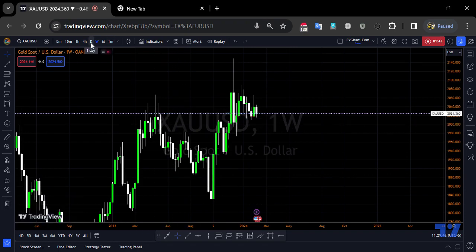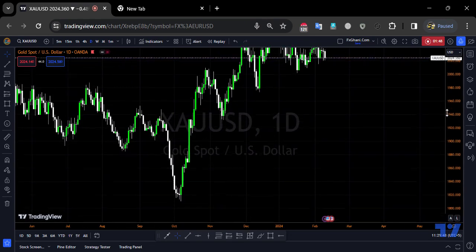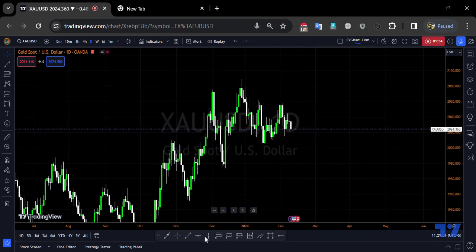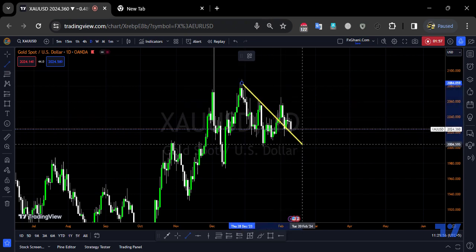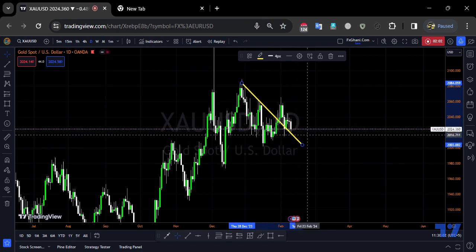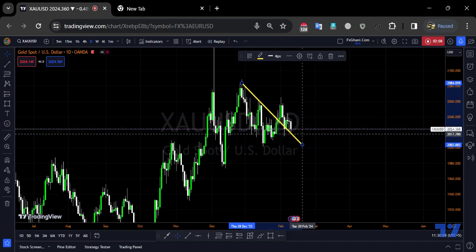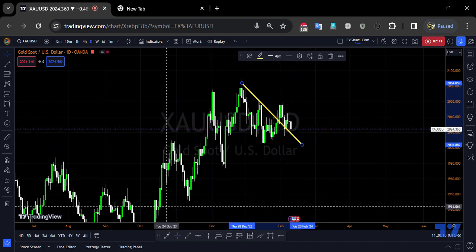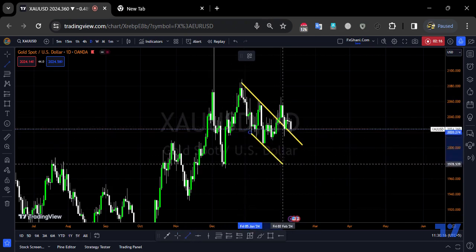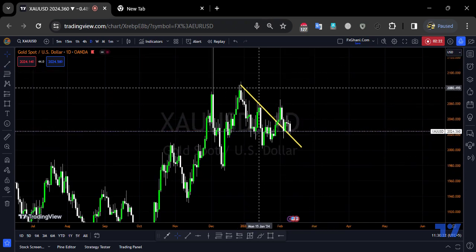Now go to the daily time frame, and here we can see the same, higher highs. But in the daily time frame, you can clearly see price broke the trend line and retested this trend line. It's very important, and whenever price touches this trend line and closes above, it means a bullish indication. You can also see it's a channel, or a flag pattern, but we will only consider the upper trend line.